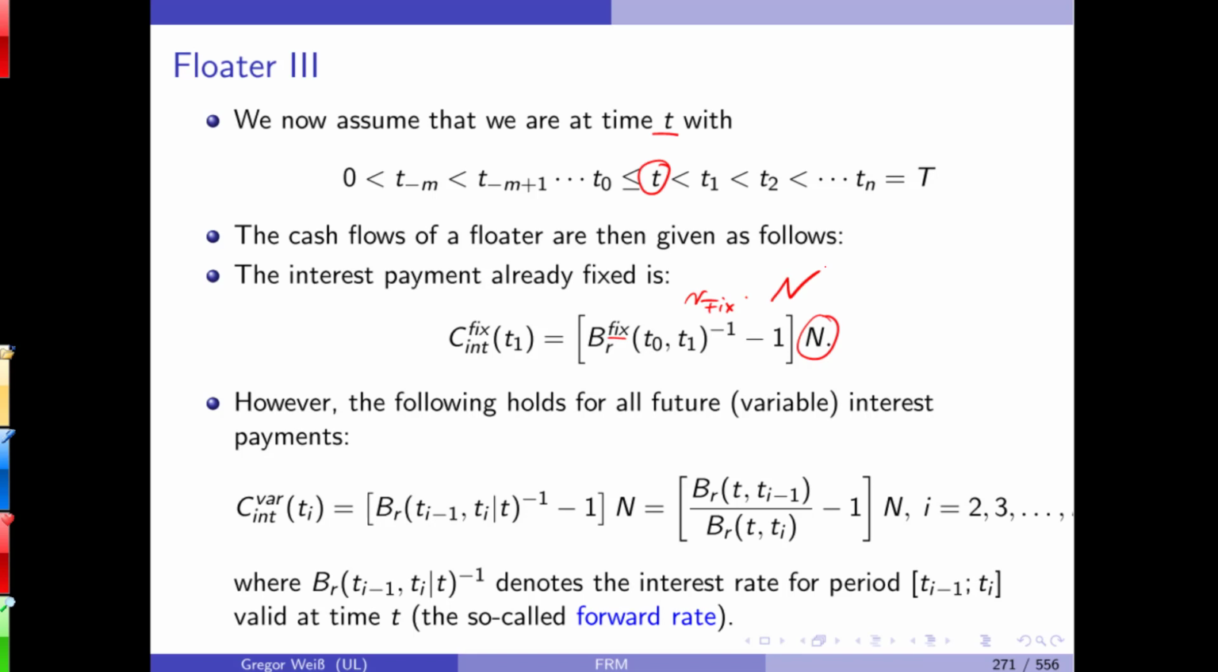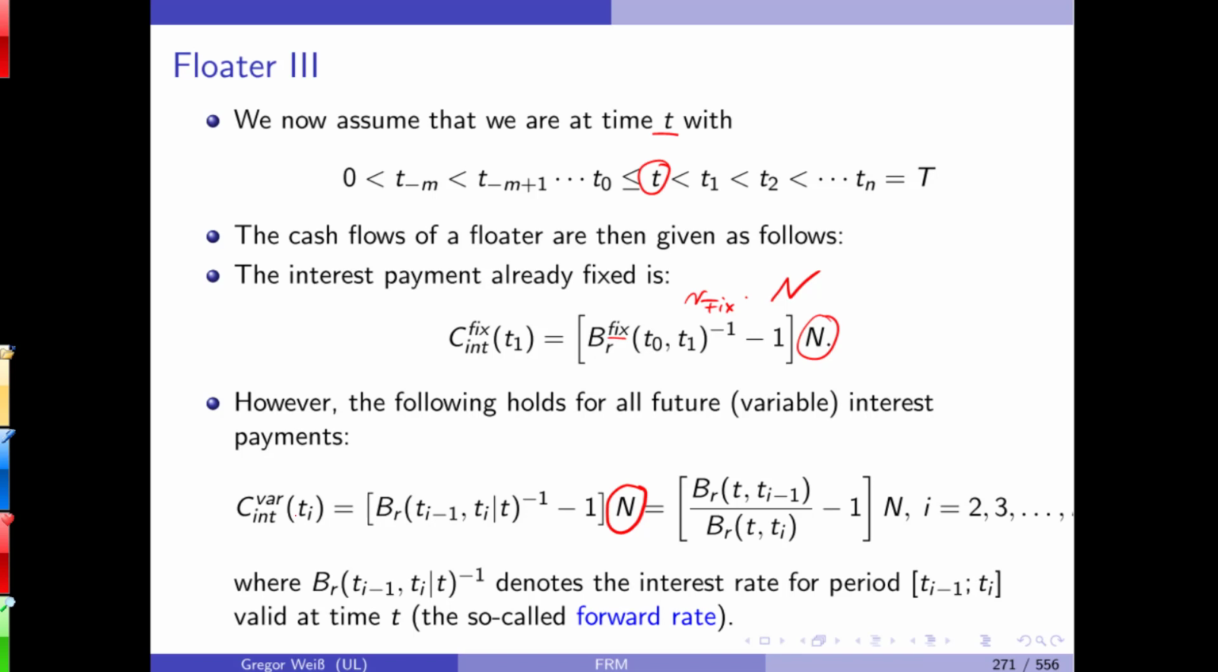The future payments, they are variable. However, you have N, the notional, and the variable interest payment at time ti is the then current discount rate or interest rate, B(ti-1, ti), seen from the current day t, times the notional amount.